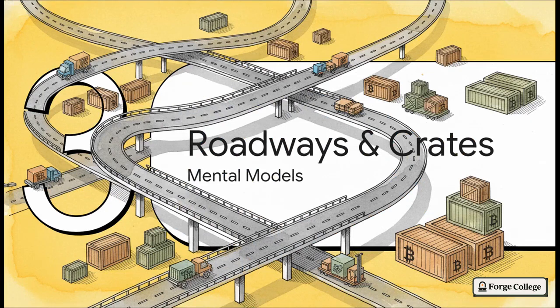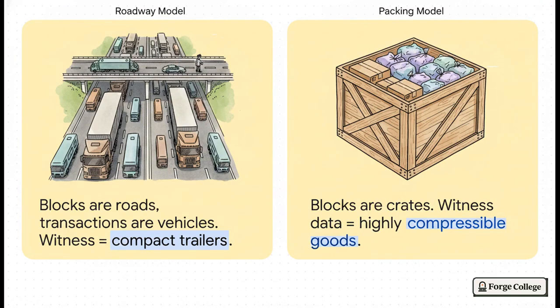All right, moving into Section 3, roadways and packing crates. Let's make this a bit more concrete. Imagine blocks are fixed-length road segments, and the transactions are the vehicles driving on them. In this model, legacy data represents these massive, heavy semi-trucks just hogging up all the lane space. Witness data, on the other hand, thanks to SegWit, is like a highly compact little trailer that gets an easy pass toll discount. If you only measure TPS, it's like you're just standing on an overpass counting cars. You have no idea if they're 18-wheelers or little mopeds.